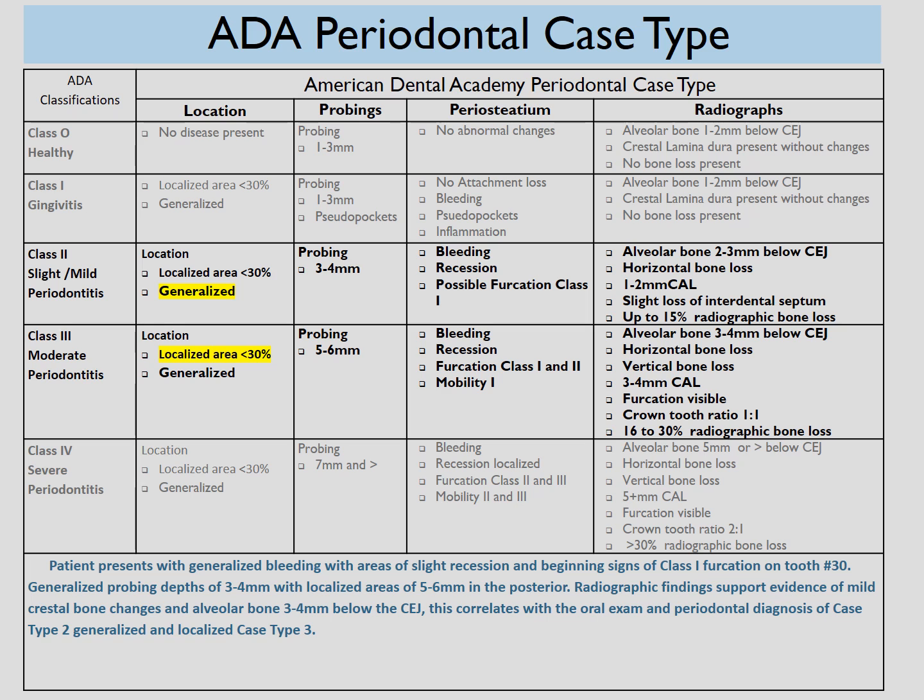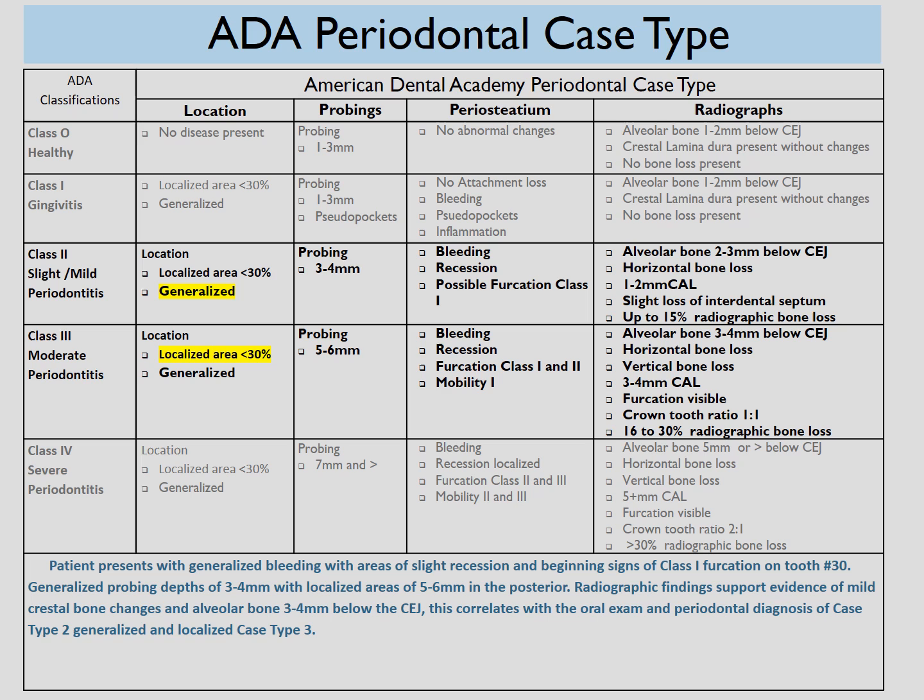She has alveolar bone that is 2 to 3 millimeters below the CEJ, showing signs of horizontal bone loss, 1 to 2 millimeters of clinical attachment loss. She has slight loss of interdental septum and up to 15% of radiographic bone loss. In very localized areas of her mouth to the posterior, she shows the signs for class 3 moderate periodontitis.